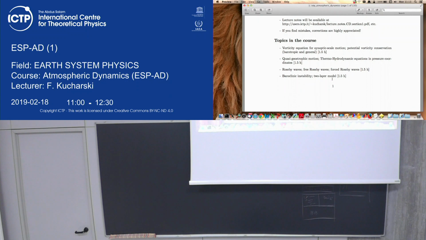The most important growth mechanism for these very large-scale waves is what we call baroclinic instability. So the temperature variations that eventually translate also into vertical wind shear are the main mechanism that makes these waves grow. We derive this in a very simple two-layer model. It can be derived in a three-dimensional framework, but that's much more complicated, so we try to keep it as simple as possible.